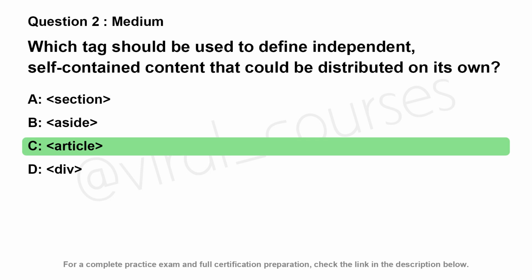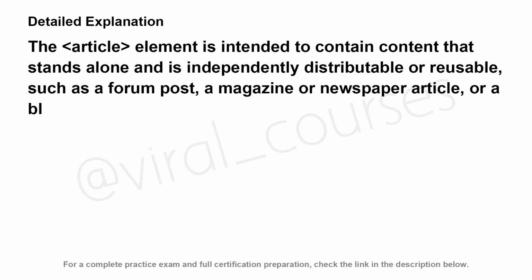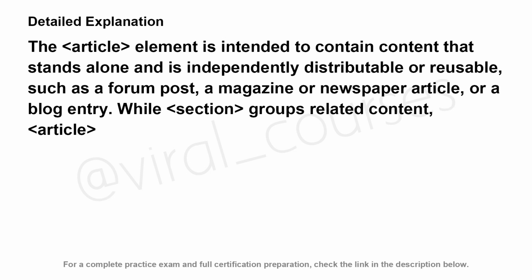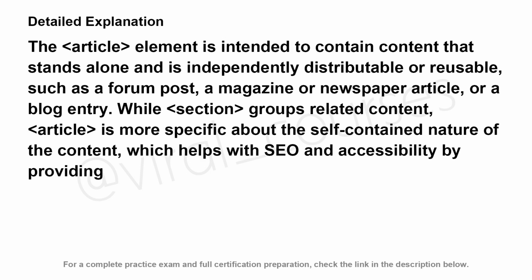The correct answer is C. The <article> element is intended to contain content that stands alone and is independently distributable or reusable, such as a forum post, a magazine or newspaper article, or a blog entry, while <section> groups related content. <article> is more specific about the self-contained nature of the content, which helps with SEO and accessibility by providing better document context.